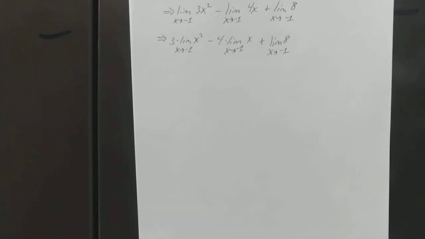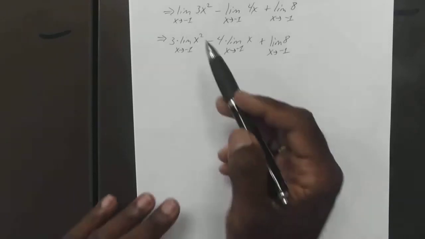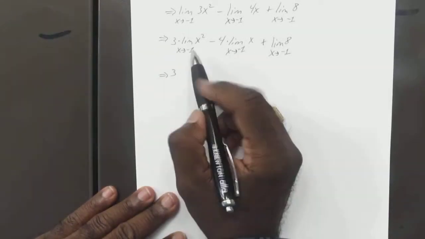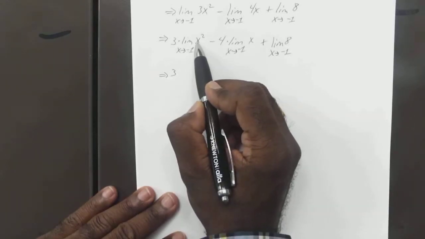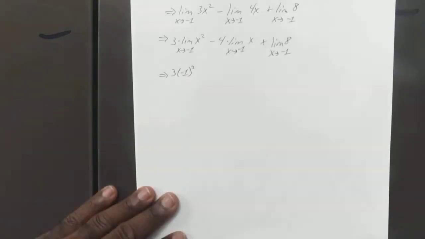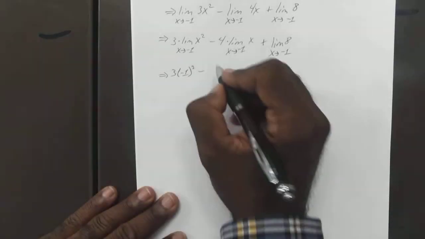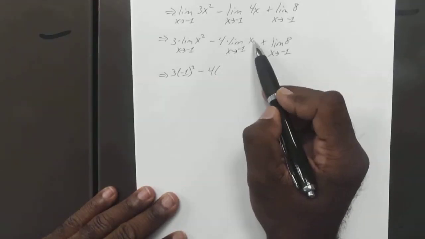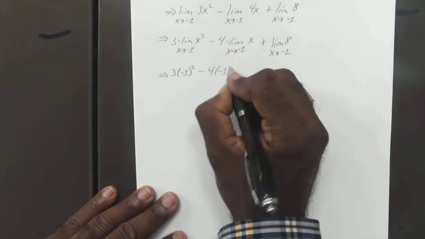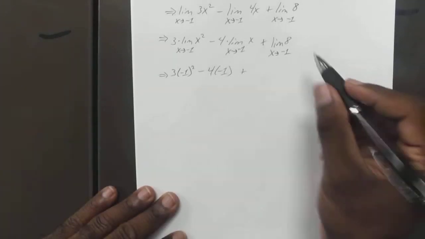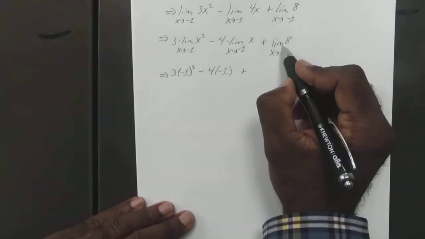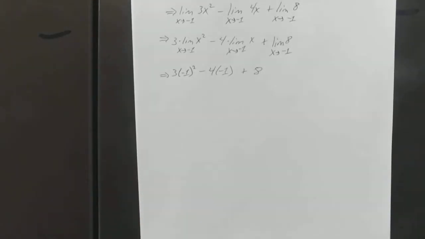Okay. And now that you have all of them simplified to just a function of x, just plug them in. So that's 3 times the limit as x approaches negative 1 of x squared, so negative 1 squared, minus 4 times the limit of x as x approaches negative 1, which is just negative 1. You plug that right on in. Plus the limit of a constant as it approaches anything is just going to be that constant, so that's just going to be 8.